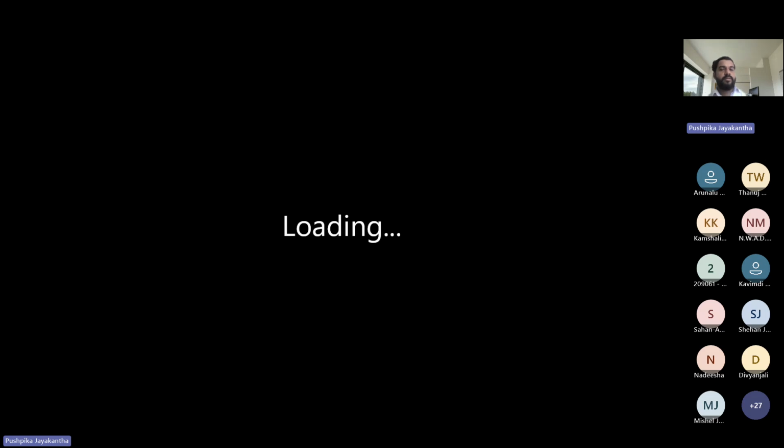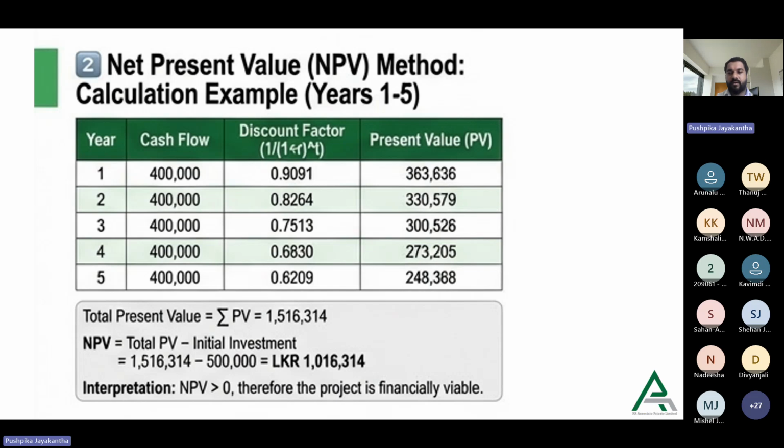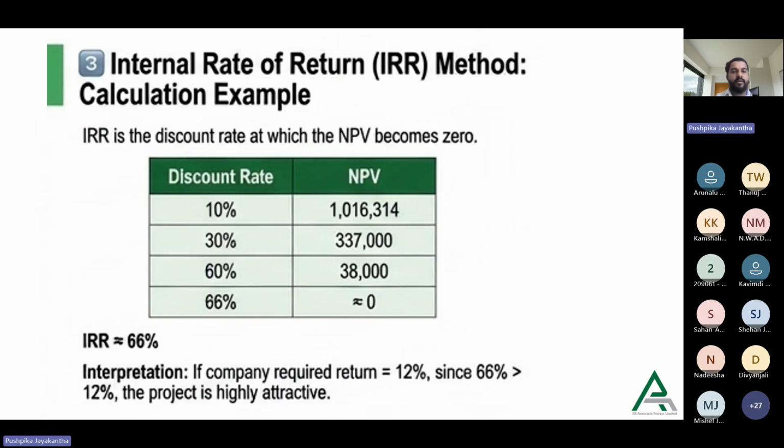Right. So these are the answers. We discussed this. Net present value is greater than 0, so this is a financially viable project. And the internal rate of return is 66%, which is greater than the company's required return. So we can say this is again a financially viable project according to this analysis.